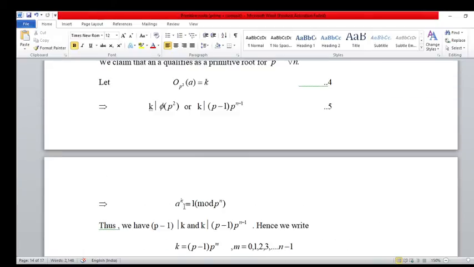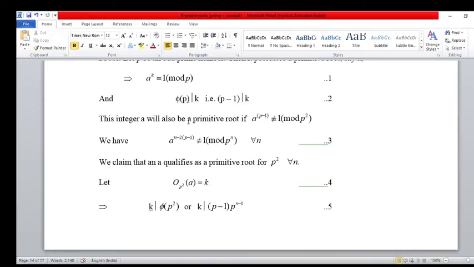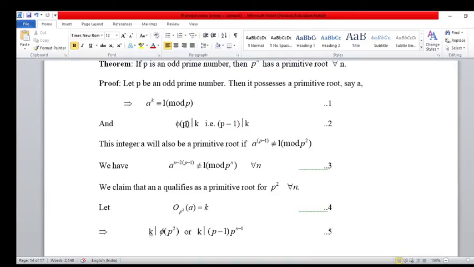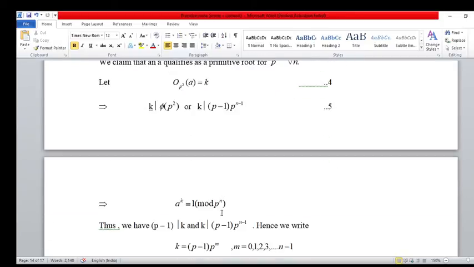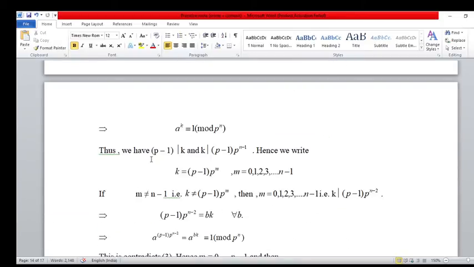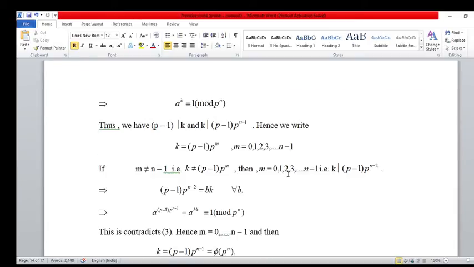So a raised to the power k is congruent to 1 mod p raised to the power n. Thus we have p minus 1 is a divisor of k, and k is a divisor of p minus 1 into p raised to the power n minus 1 by the previous theorem. Hence we can write k is equal to p minus 1 into p raised to the power m, m equal to 1, 2, 3 up to n minus 1.